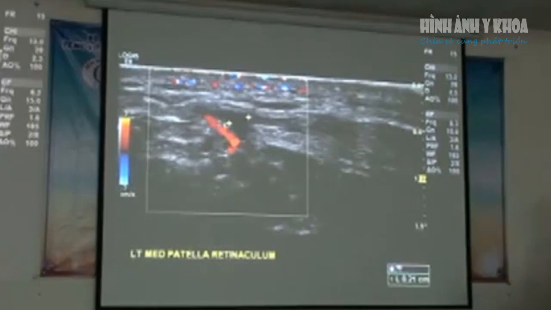So this patient was able to identify on the medial patellar retinaculum a very focal point of pain, and what that correlated to was this little hypoechoic structure just penetrating in through the retinaculum.